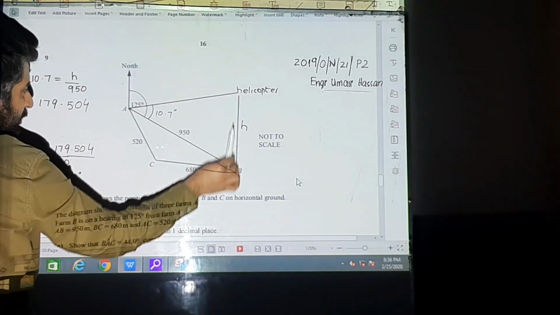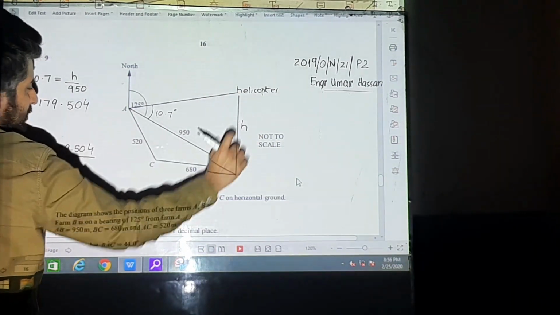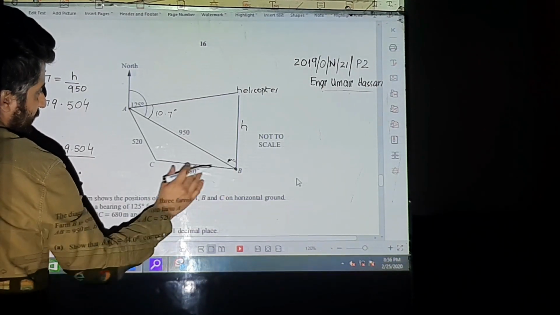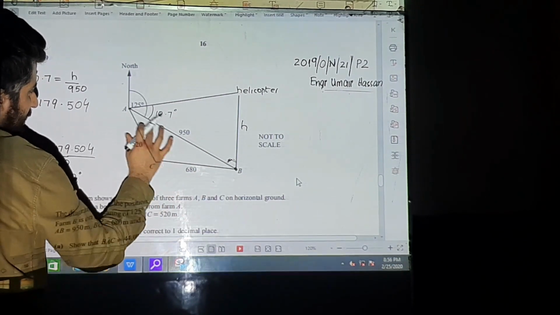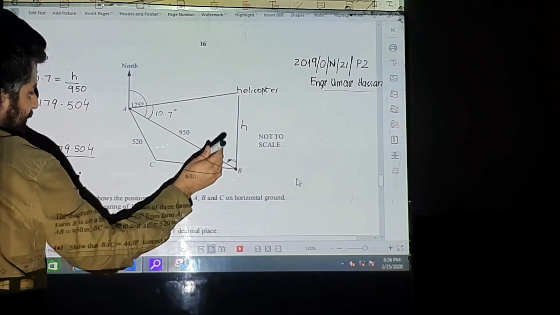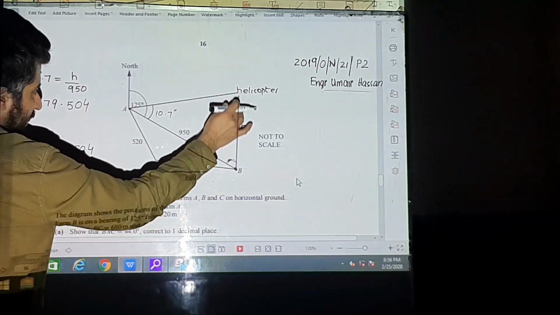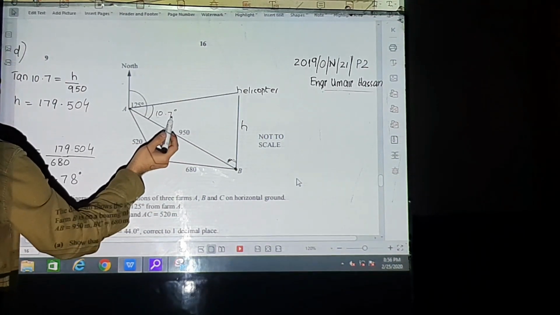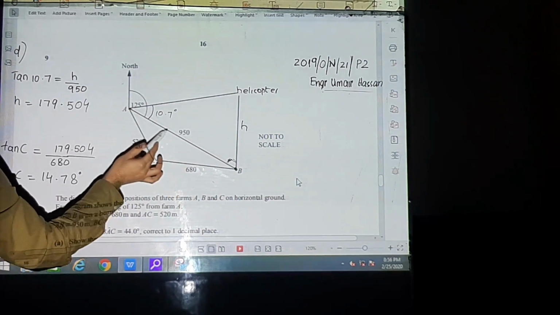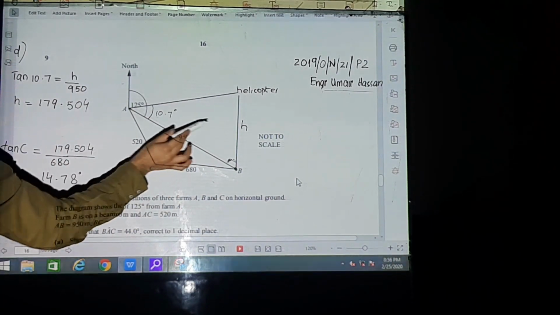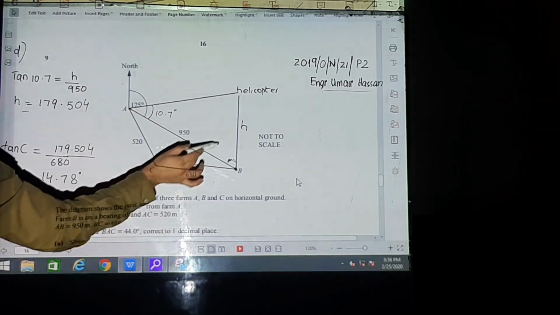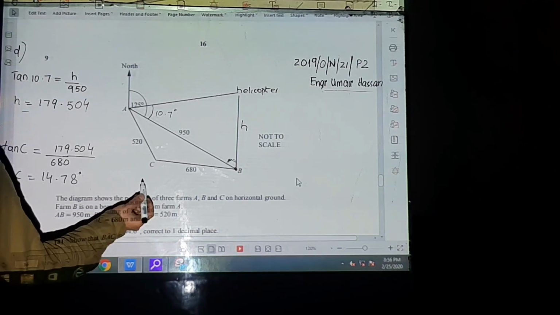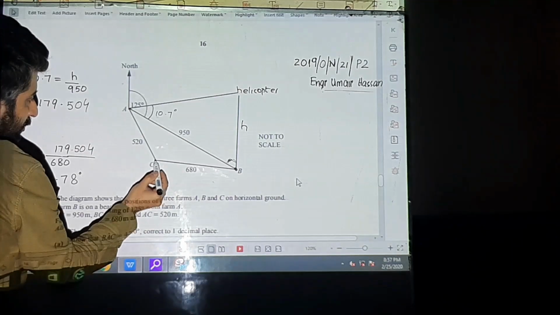And this is vertical. The helicopter is right vertically above B, so it is H. So this will be 90 obviously, because if these lines are on horizontal ground, then if you draw a vertical line over there, the angle between vertical and horizontal will be 90. Now this is a right triangle, and tan 10.7 will be equal to perpendicular over base. So perpendicular is H and base is 950. So H, the height of the helicopter, will be 179.504.